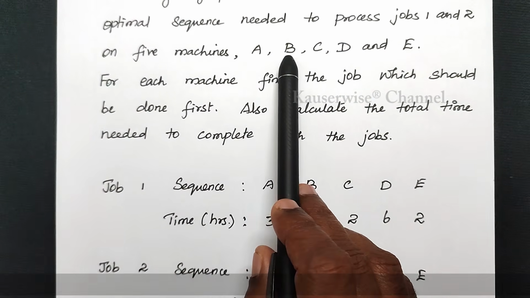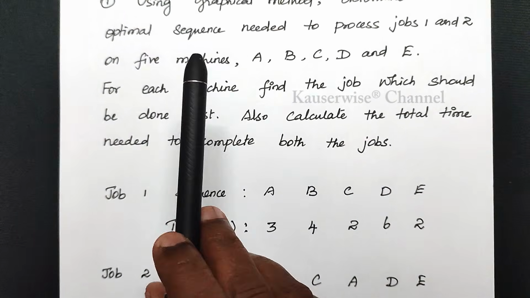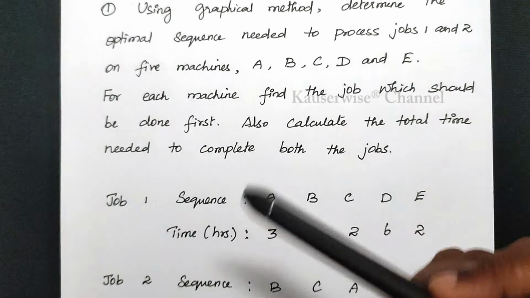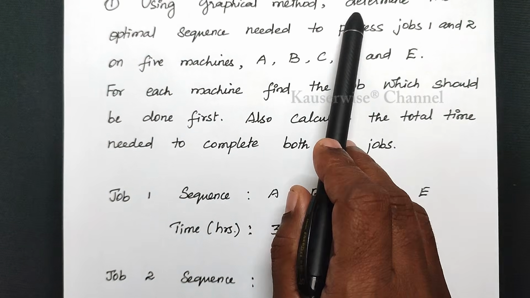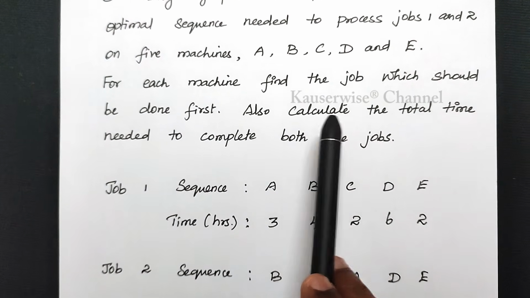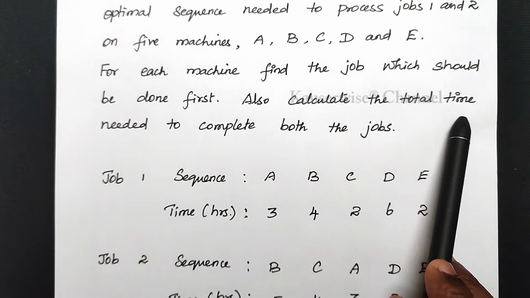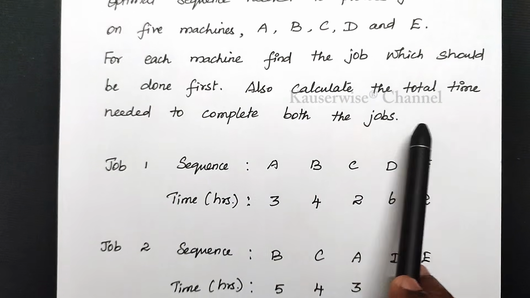Each machine has to process job 1 and job 2. We have to find the order, which job has to be performed first. That is the first question. And the next one is to calculate the total time needed to complete both the jobs.